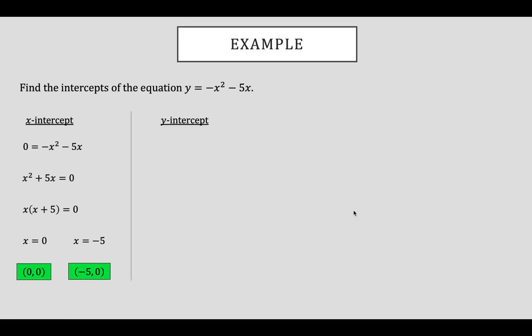Y-intercept. To find the y-intercept, we plug in 0 for x. y is equal to negative (0 squared) minus 5 times 0. Well, that just leaves us with 0, and our y-intercept is going to be (0, 0). Notice that (0, 0) is considered to be both a y-intercept and an x-intercept. The origin counts as both.